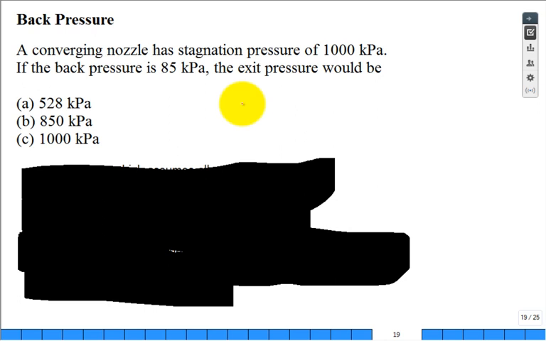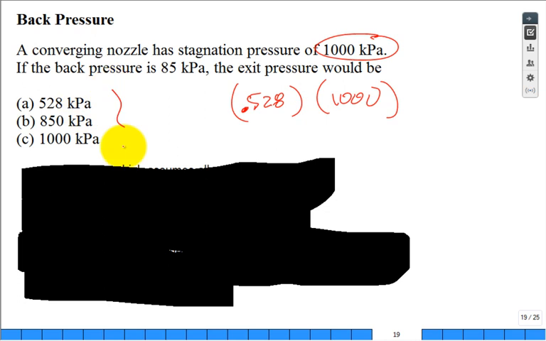What is 0.528? Hey, what was that favorite number, when it's choked flow, right? 0.528, wasn't that the P over P naught? And if I take that and multiply it by 1,000, because that's P naught, what number do I see over here?